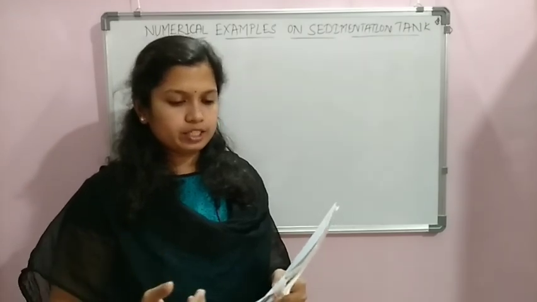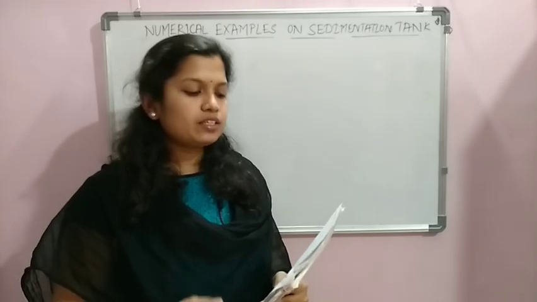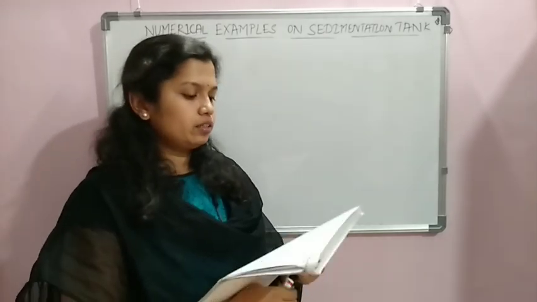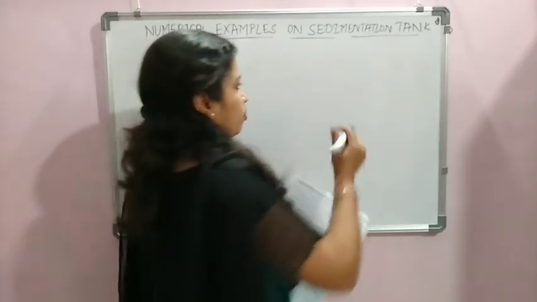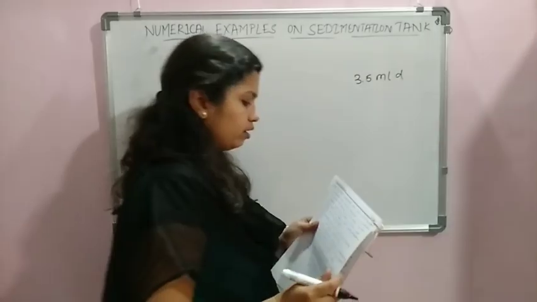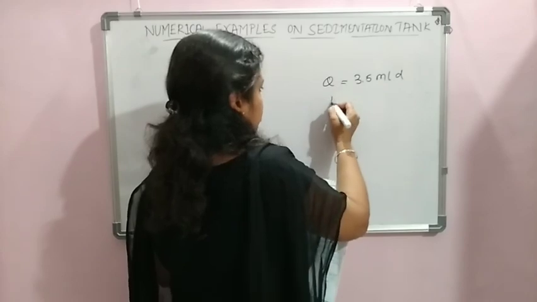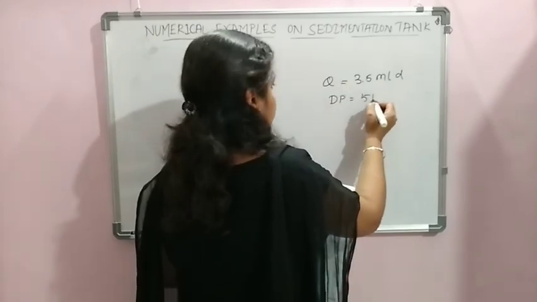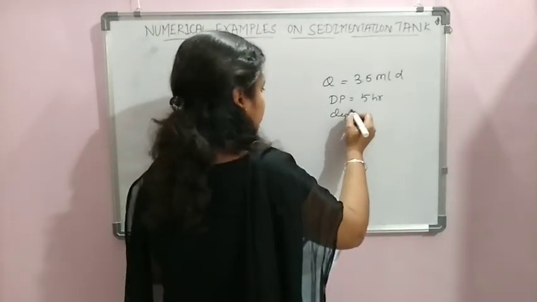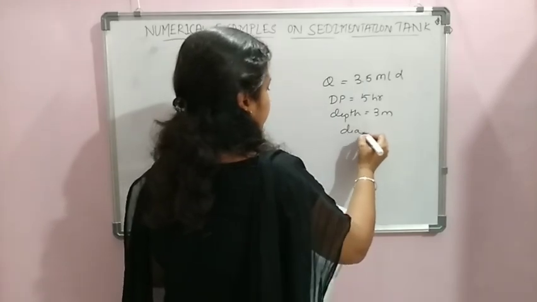A circular sedimentation tank fitted with standard mechanical sludge removal equipment is to handle 3.5 million liters per day of raw water. This is the one main data. If the detention period is given as 5 hours, and the depth of the tank is given as 3 meter, what should be the suitable diameter of the tank?